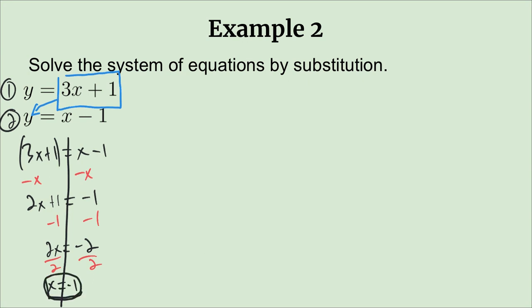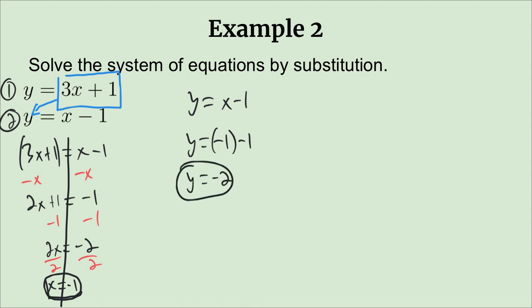We'll plug that into either equation. It doesn't matter which one you pick. I'll choose the second one here. So y equals x minus 1. y equals negative 1 minus 1. y equals negative 2. So our final answer is negative 1, comma, negative 2.